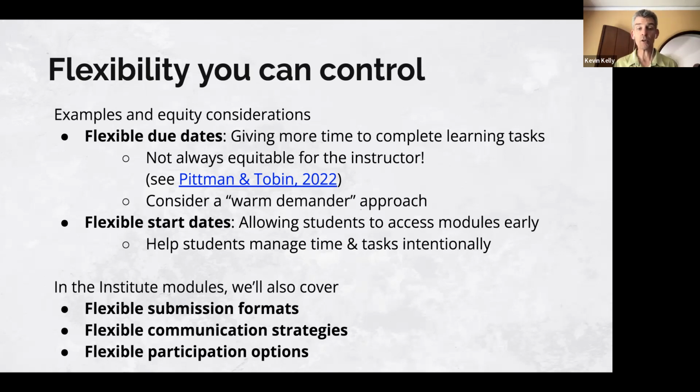Flexible start dates is another way that we can help students control their learning experience. And for first generation students, we may want to help them manage their time and their tasks intentionally with specific strategies, like putting your work in your calendar, setting reminders, making sure that you are not falling back on habits that you developed during the pandemic, where you're less self-motivated and you're following someone else's lead. We want to make sure that we're providing flexibility, but also promoting responsibility on the part of students.